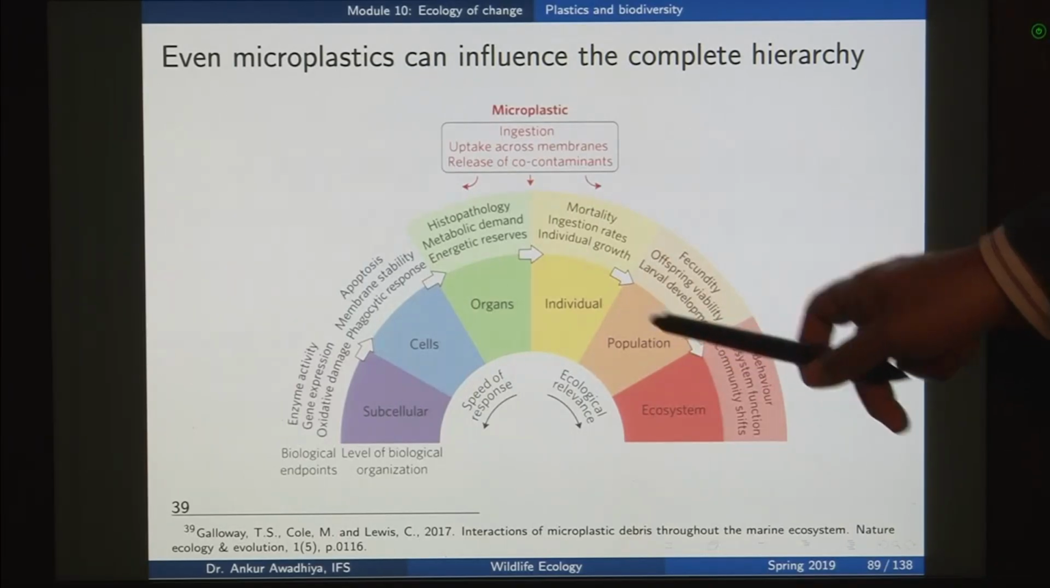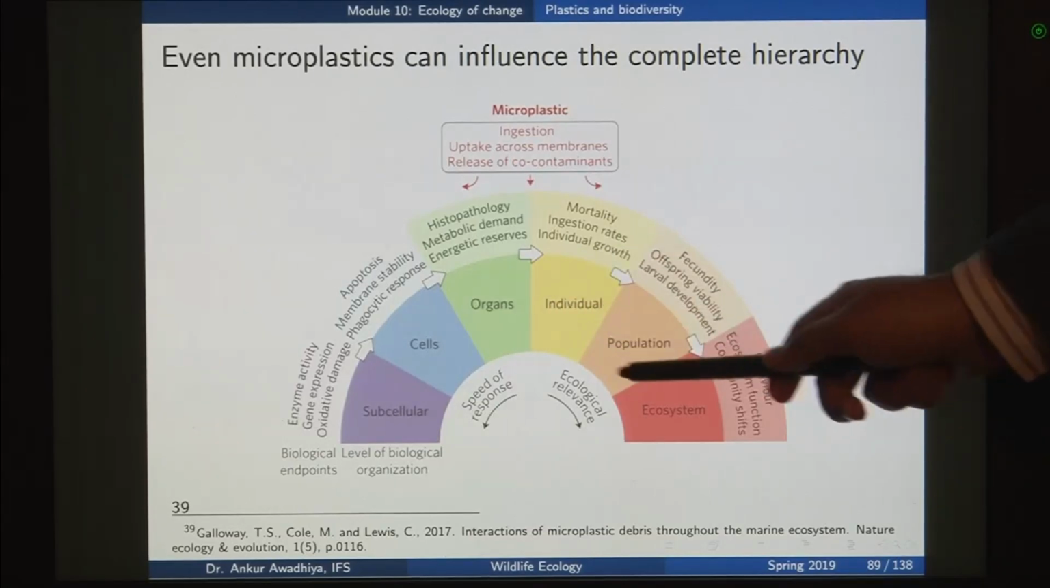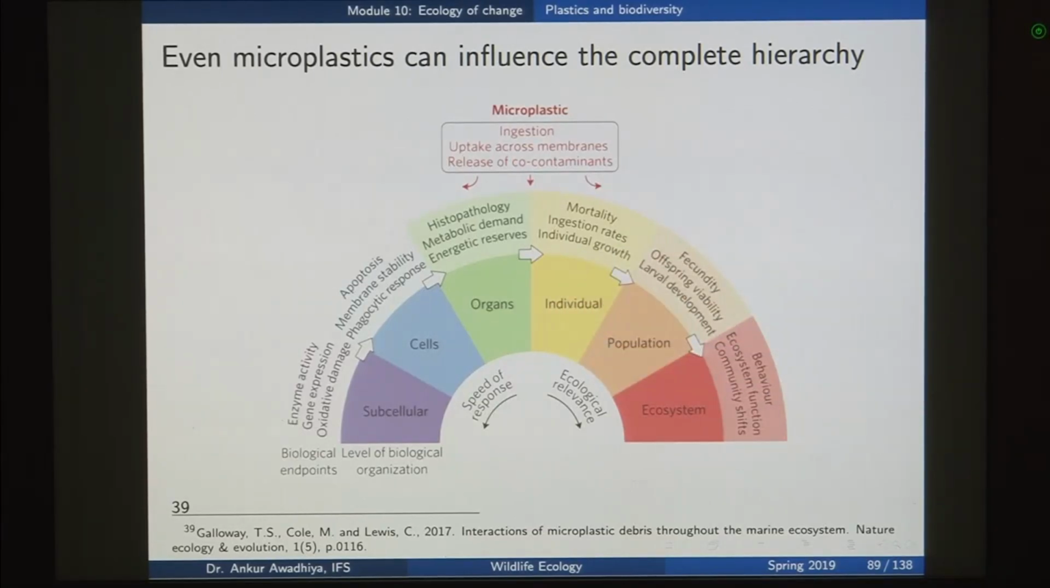At the level of population, if there are changes at the level of individuals, we will also observe changes at the level of population. So, there can be changes in fecundity or the birth rates, or changes in offspring viability, or changes in larval development. Here again, as we have seen even in the case of larger sized plastics, there can be changes in the viability of the offspring, like in the case of the albatross chick. The albatross chick died because its alimentary canal was all full of plastics. We can also see the same impact in the case of smaller organisms as well.